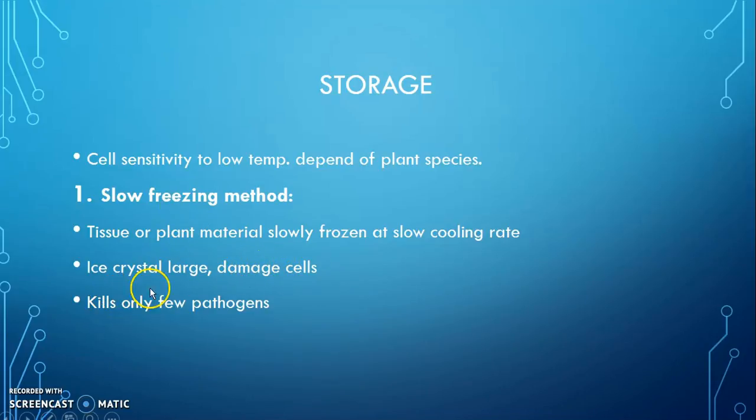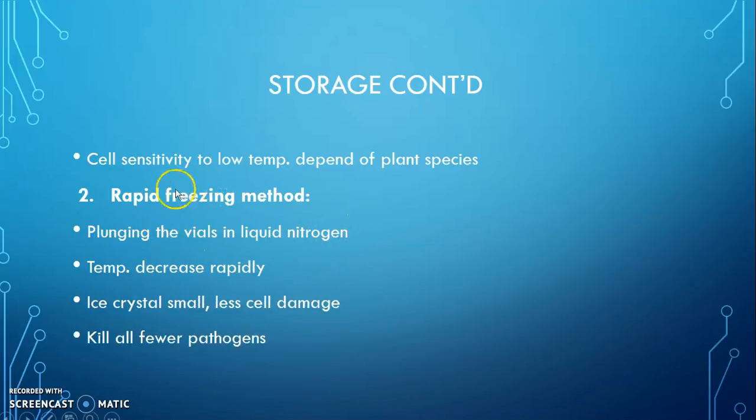The slow freezing method kills only a few pathogens, and therefore it is not advantageous compared to the rapid freezing method. In the rapid freezing method, the sample is frozen in a very short period of time. Therefore, the ice crystals that are formed are very small, and it causes less damage to the sample that is stored. This method kills almost all the pathogens compared to the slow freezing method, which kills many of the pathogens that can cause complications.